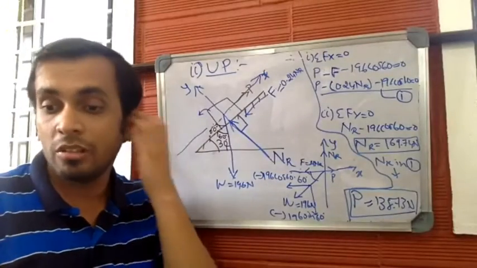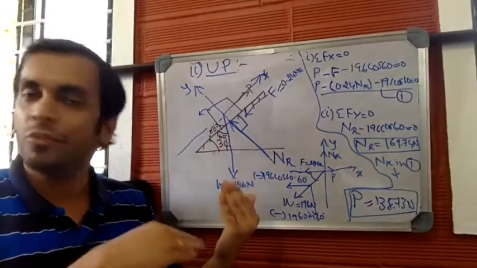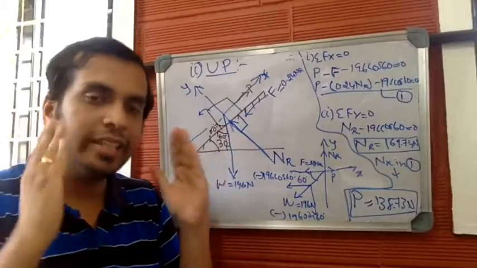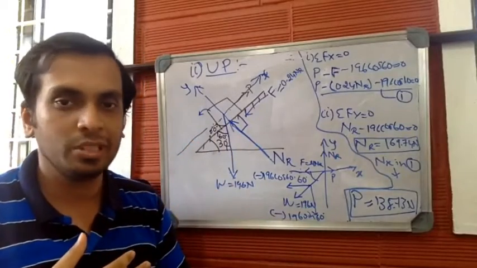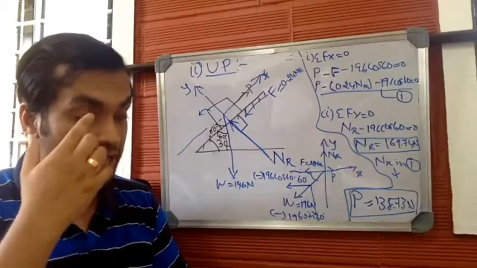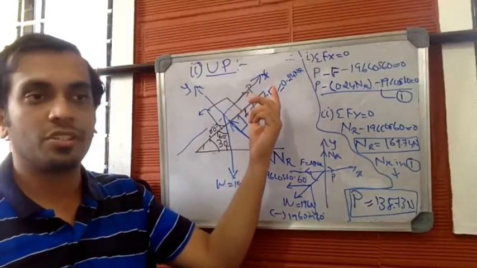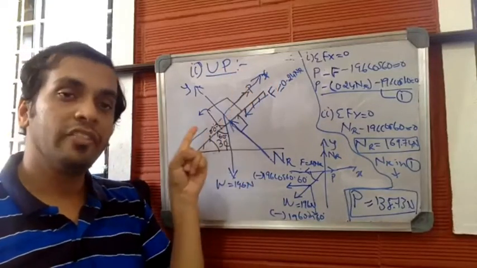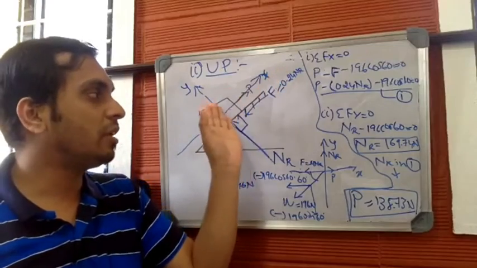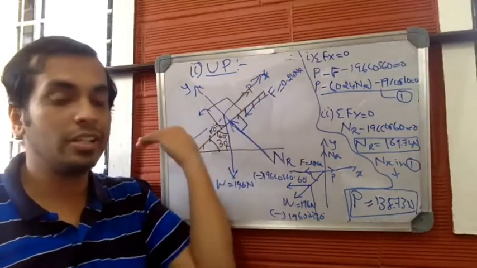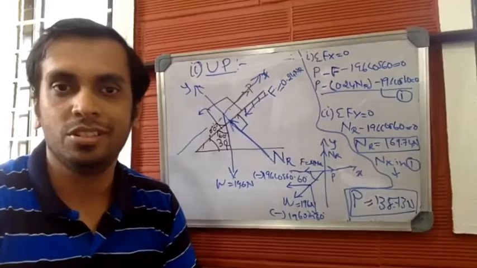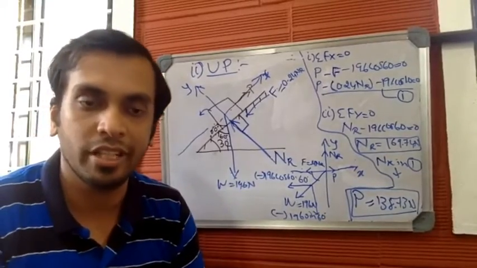So if you know how to solve the problem when the body impends down the plane, body impending up the plane will be 99% similar to that. It will not change. The only thing which changes is the direction of friction resistance. When the body impends down the plane, friction resistance will be acting up the plane, and when the body impends up the plane, friction resistance will be acting down the plane. This is the only difference it has.